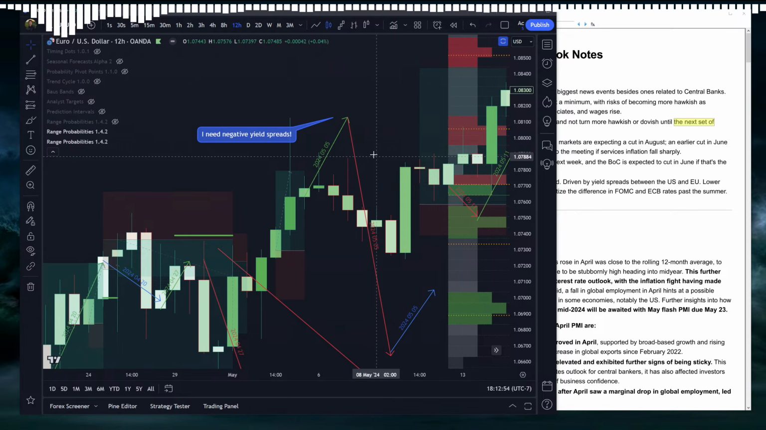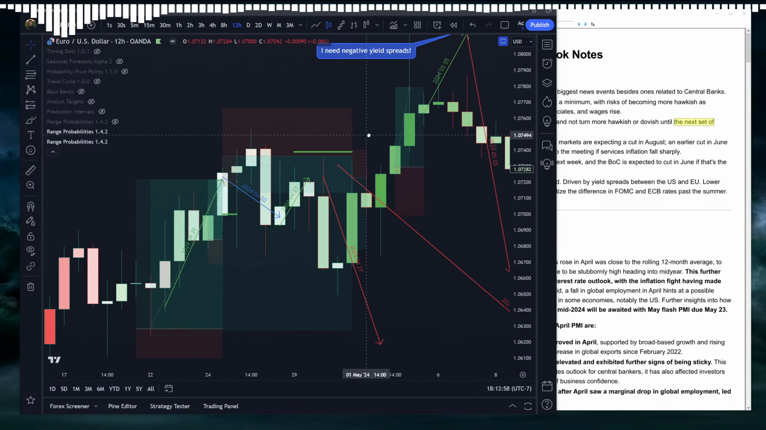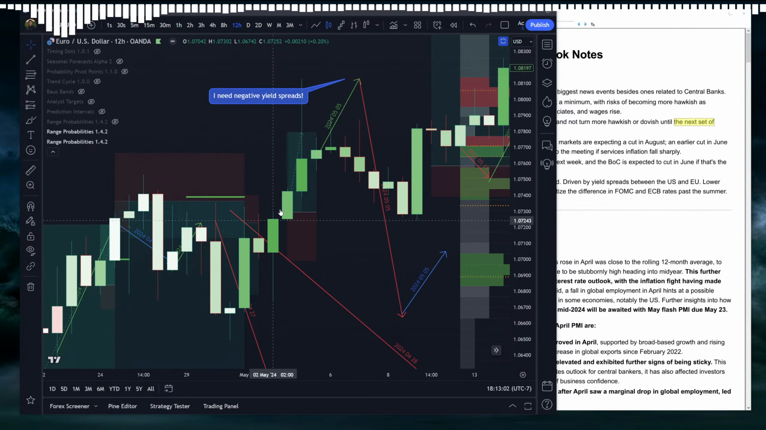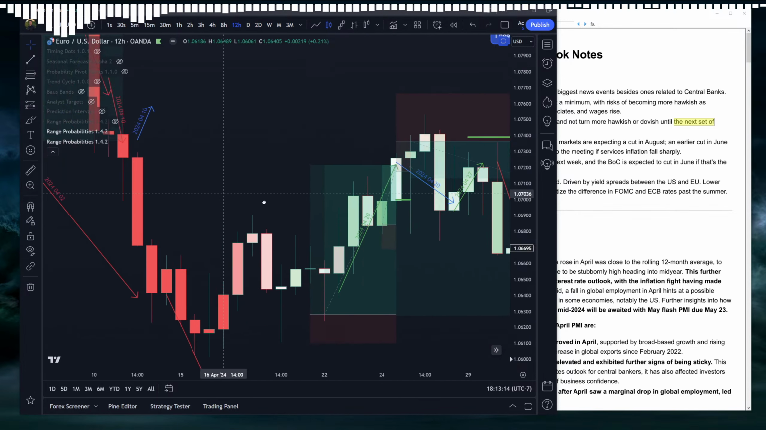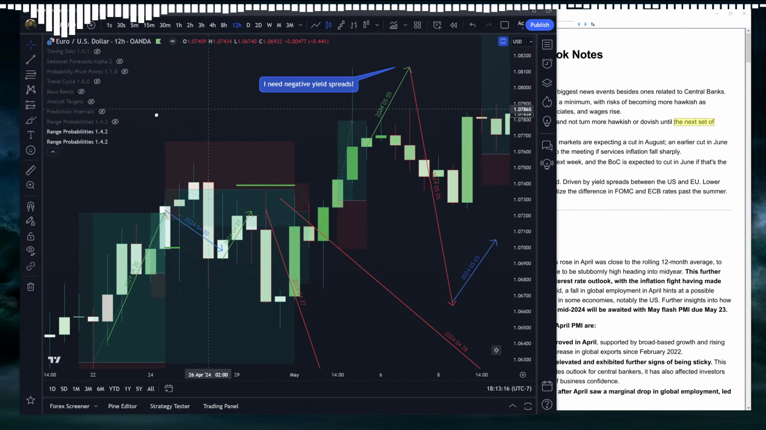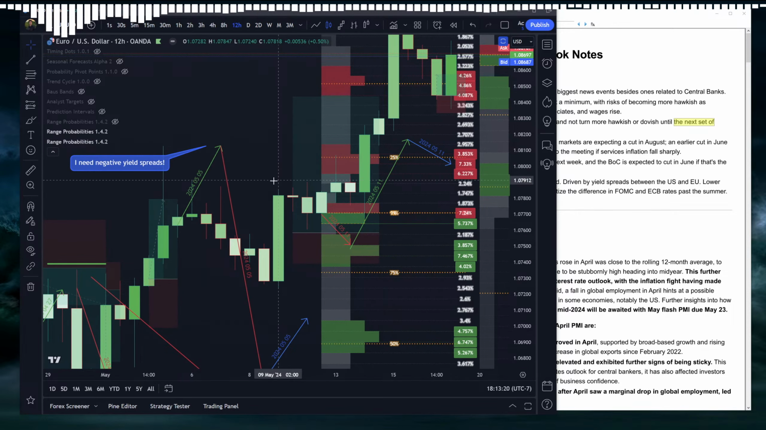This was kind of interesting. This week I said, hey, I need negative yield spreads because I was taking shorts over here. But when the yield spread started popping off, I'm like, okay, time to hop out of these things, flip long. You can see that. And I was like, hey, I need things to actually turn red here on these candles, like back here, before I get explicitly bearish.